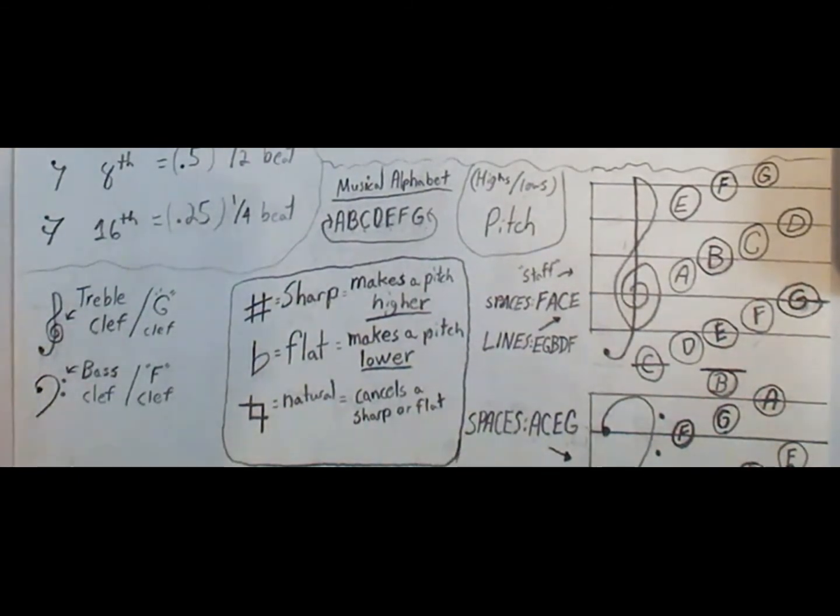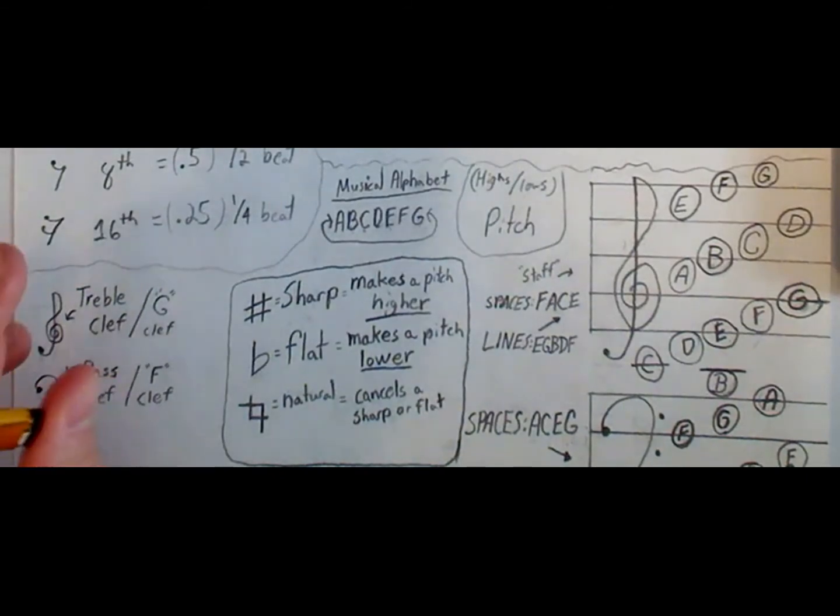And now that we know our sharps and flats, we have 12 different pitches. Because remember, there are 5 sharps and 5 flats, along with the original 7 pitches that we use in the musical alphabet. So we have 7 natural pitches and, of course, 5 sharps and 5 different flats.